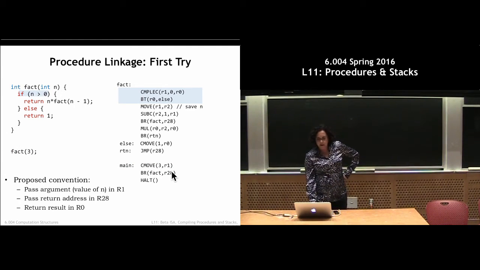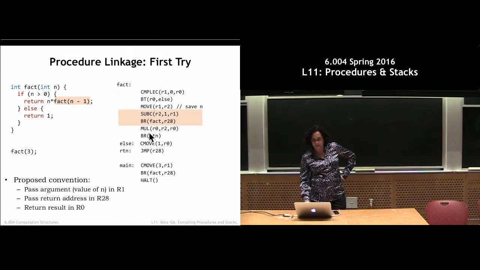So here, we're going to be doing this check of whether or not n is greater than 0. In our beta, we don't actually have greater than comparisons. We only have equal or less than. So what's happening here is that it's being flipped. And then if the opposite comparison is true, then you're branching to your else condition. Otherwise, you're going to go ahead and execute the code associated with the if.